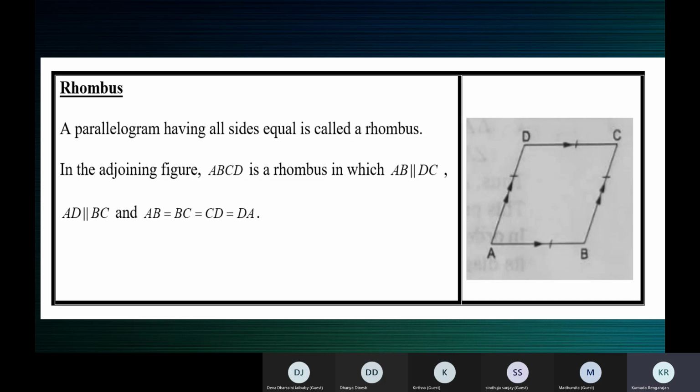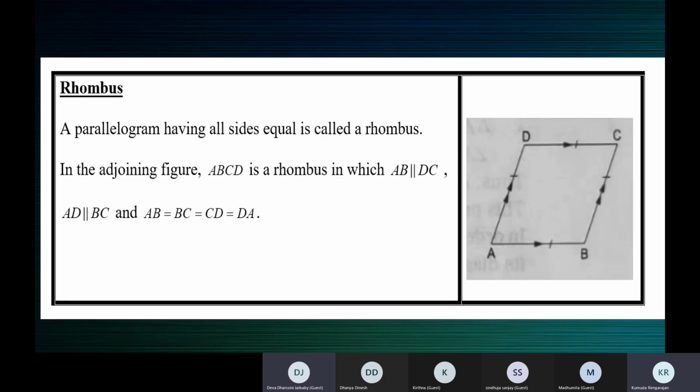In a parallelogram, only opposite sides are equal. In a rhombus, all sides are equal. In a parallelogram, diagonals bisect each other, but not at right angles. Here they bisect each other at right angles. You can use all the other properties of a parallelogram.